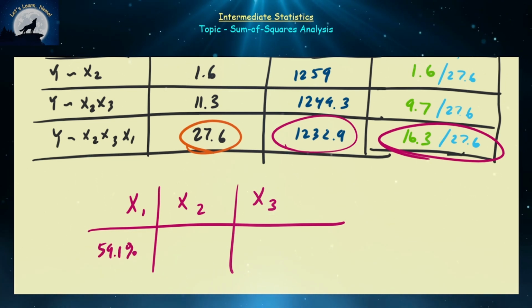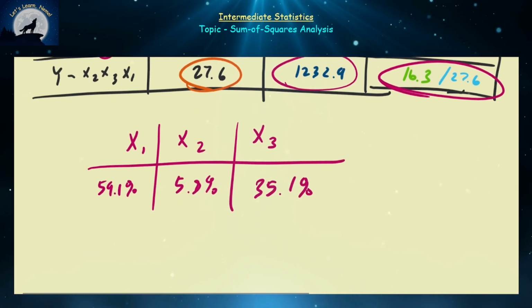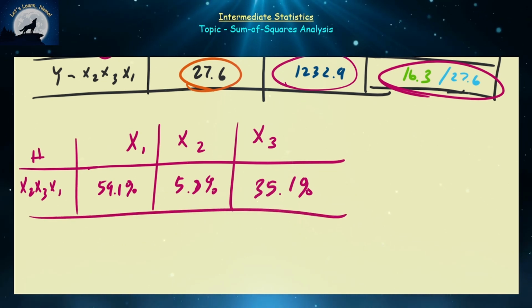Our x2, when we introduce that, well, that's obviously going to be first, and you can find that to be 5.8%. And then when we introduce x3 next, that's going to be our second introduction. So that's 9.7 over 27.6, and that's going to be 35.1%. Right? And that's if we do an x2, x3, x1 hierarchy for our particular models.